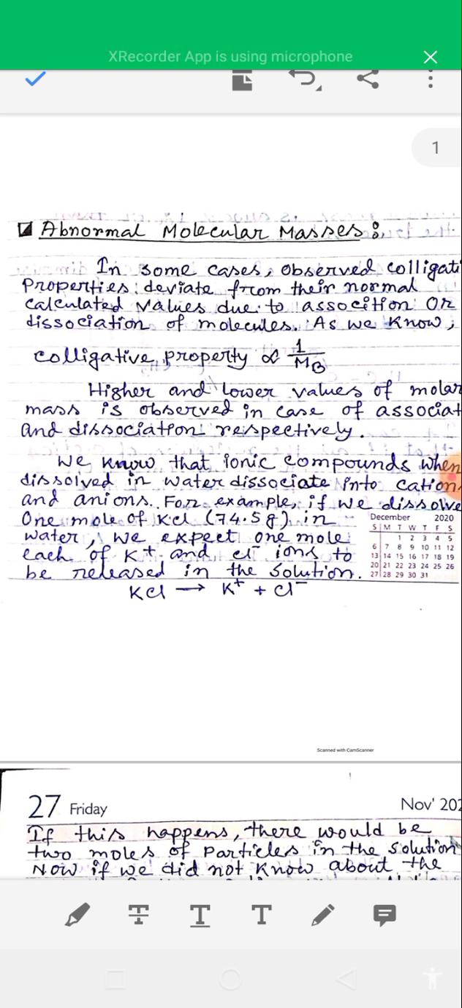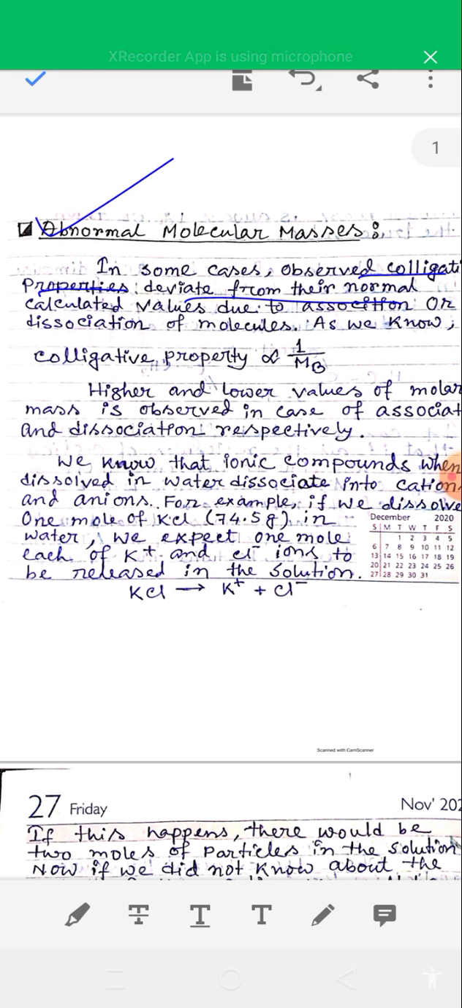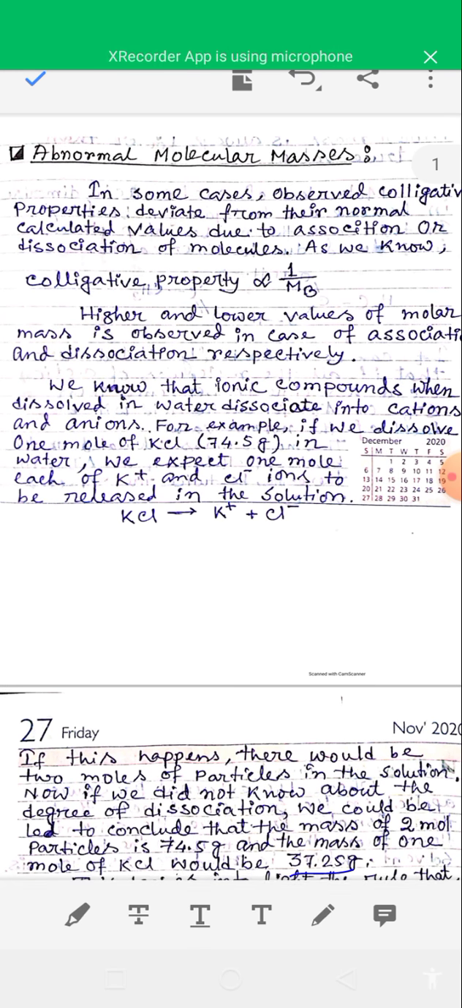Today in this video I am going to discuss abnormal molecular masses and abnormal colligative properties. In the previous video, while discussing colligative properties, I told that the nature of the solute must be non-volatile, non-electrolyte, non-associative or non-dissociative in nature. But if the solute is associative or dissociative in nature, then the values of observed colligative properties deviate from their normal or theoretical calculated values. This is due to association or dissociation of solute molecules in the solution.